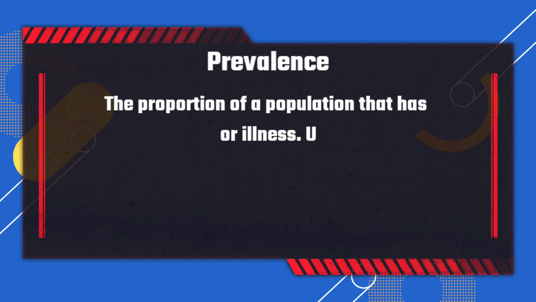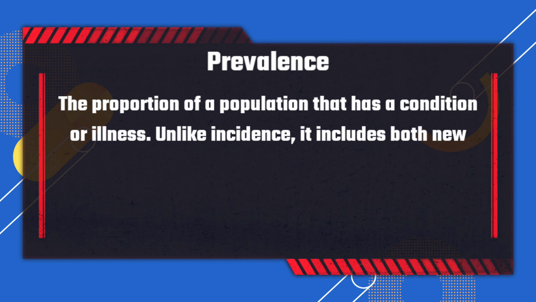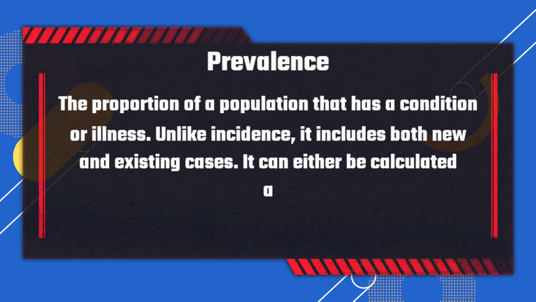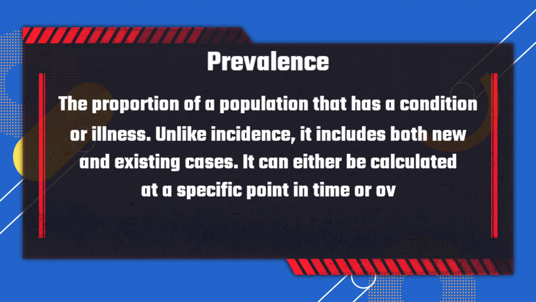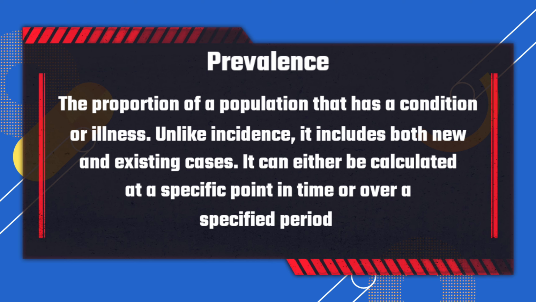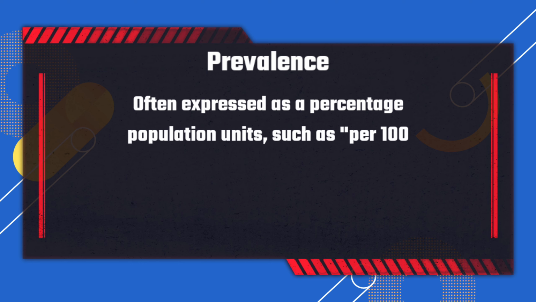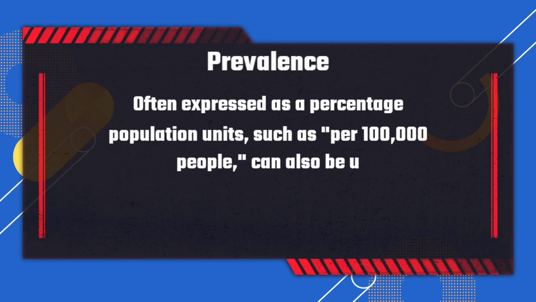Prevalence is the proportion of a population that has a condition or illness. Unlike incidence, it includes both new and existing cases. It can either be calculated at a specific point in time or over a specified period of time. Prevalence is often expressed as a percentage. Population units, such as per 100,000 people, can also be used. Para mas malinaw ang pagkakaiba ng incidence and prevalence, compare natin sila.